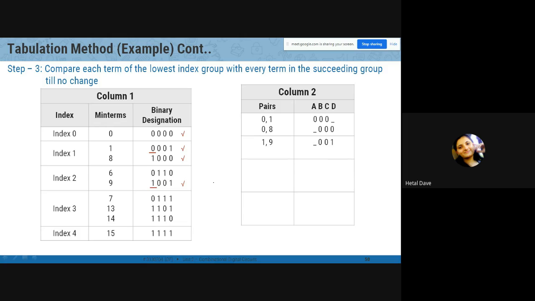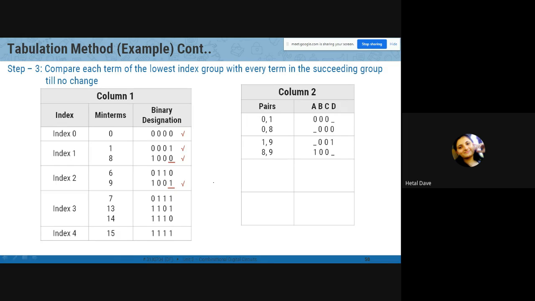Now look at 8 and 6. They can't be paired, 3 bits change. Then look at 8 and 9. The 3 bits 1, 0, 0 are the same and the LSB is different. So 8 and 9 are paired. Once this is covered, put a right sign. Don't forget to put it. Everywhere you will put the right sign. Okay, this is over, so the second row is filled.